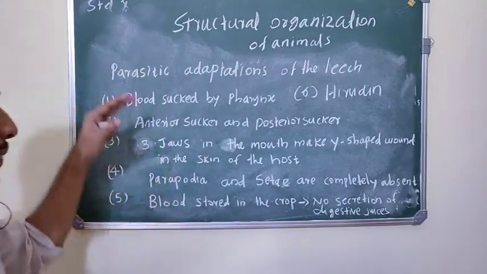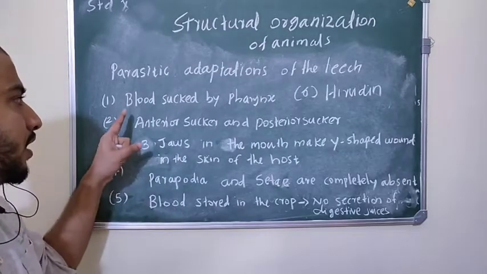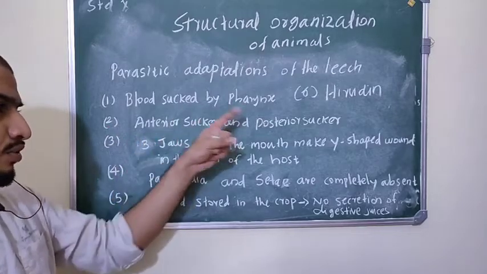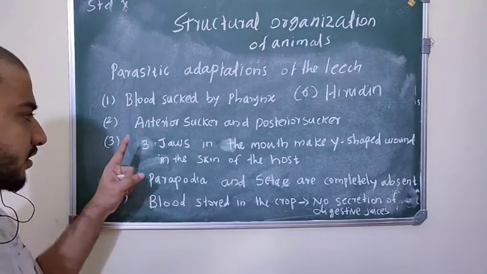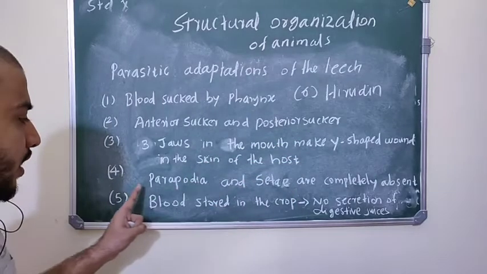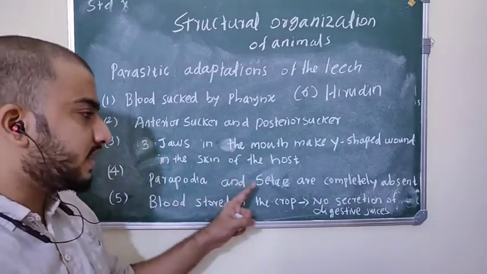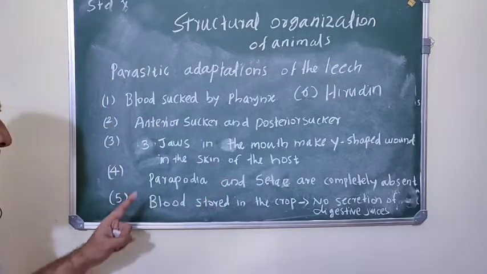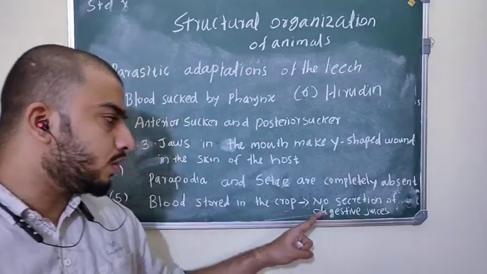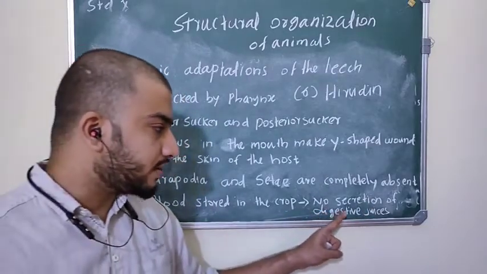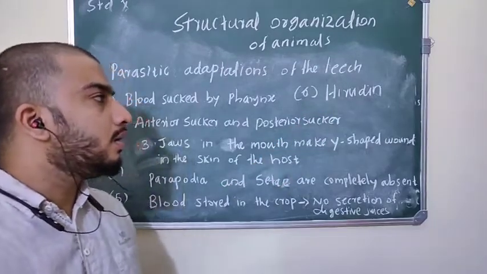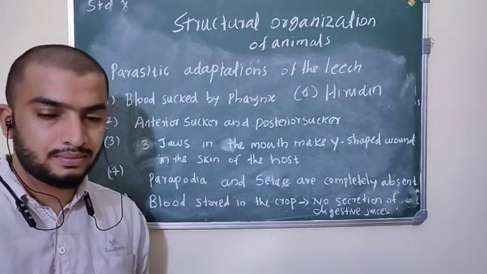So these are the parasitic adaptations of the leech. First one, the blood is sucked out by pharynx. Second one, anterior sucker and posterior sucker. And third, three jaws in the mouth which make a Y-shaped wound in the skin of the host. And fourth one, parapodia and setae are completely absent. And fifth one, blood is stored in the crop, and there is no secretion of digestive juices or enzymes. And sixth one, production of hirudin.